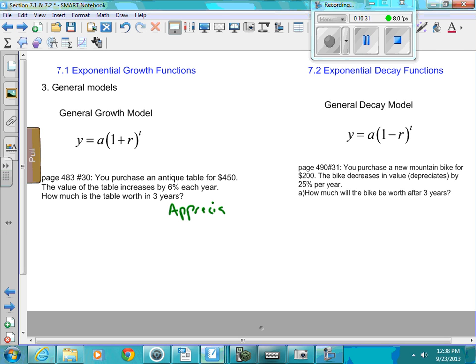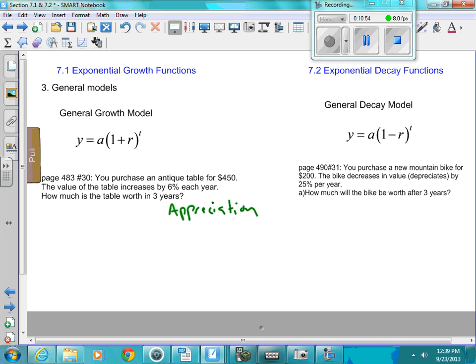Appreciation is when something gets larger, when you make money on it every year. So an investment appreciates. That's what you want. If you buy something, you want it to appreciate. You want it to get more money. Unfortunately, not all things work out that way, as we'll see in the next example. But in this case, you bought an antique table. It grows 6% each year. How much is it worth in 3 years?